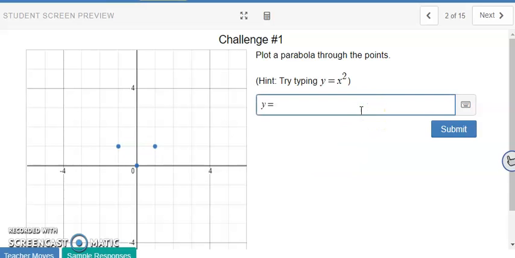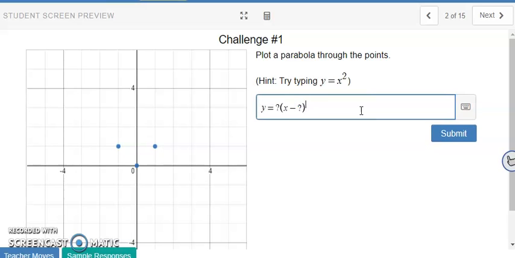So please keep in mind that when you're doing this, it's always y is equal to some number, and it's x minus some number squared plus some number. So it always takes on this form. So the vertex is at 0, 0. So the h value is 0. And the k value is also 0.